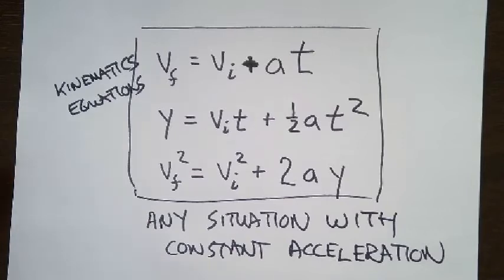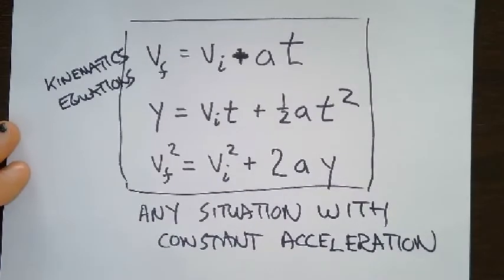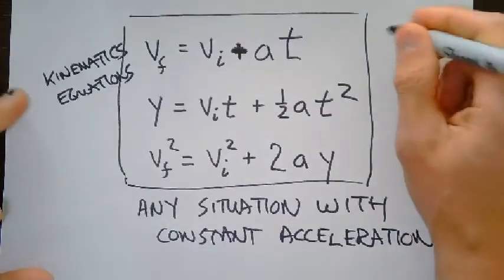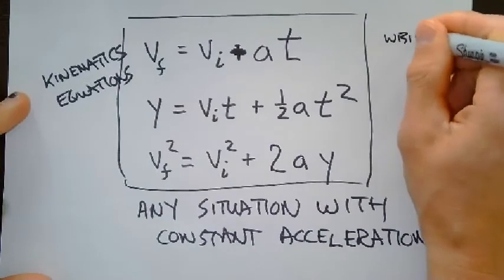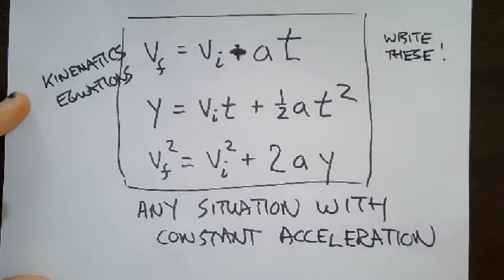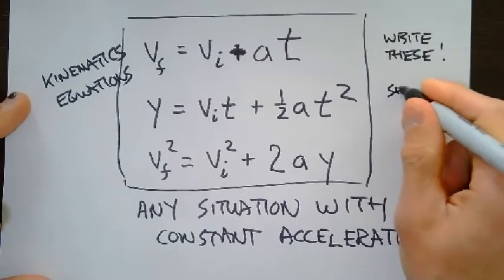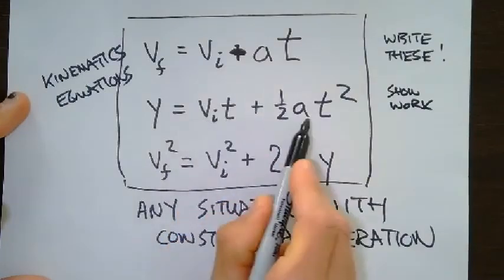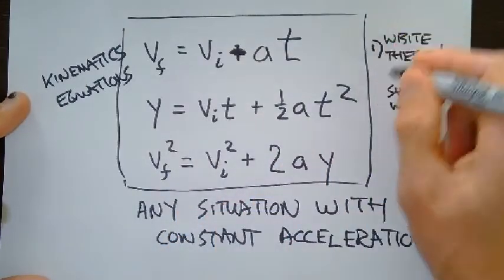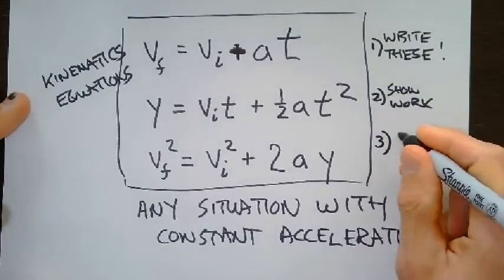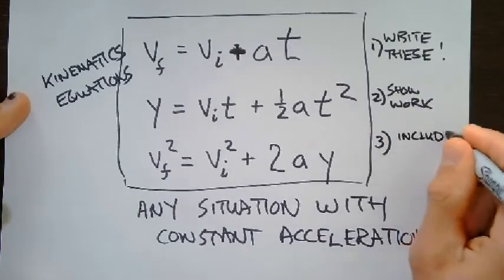And one thing that I really want you to be doing when you solve these problems and check your work is you have to write the formula down. You need to write the formula. I mean the symbols, right? So write these. Okay? I want you to show your work. That means tell me the numbers that go into them. Okay? So you're writing a formula, you're showing your work, and when you get a final answer, I want you to make sure that you include the units.